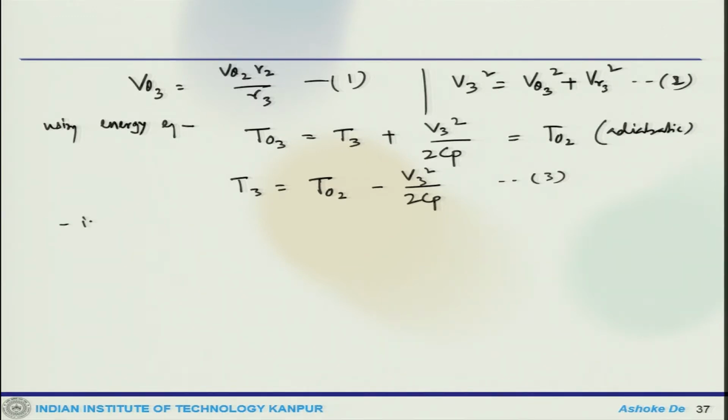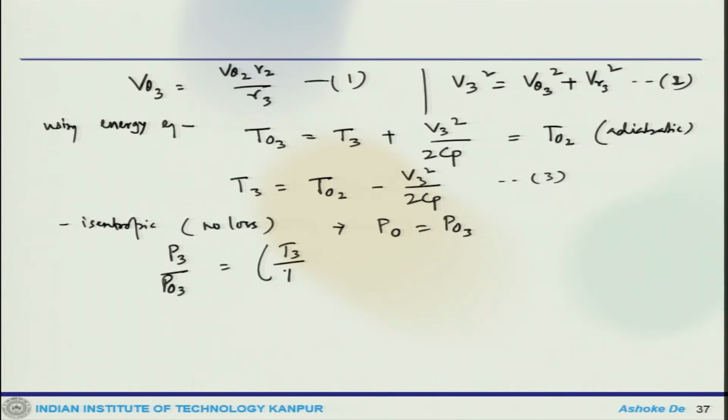Now, we have said this process is isentropic, which means no loss. So, we will get P naught equal to P naught 3. So, one can write P 3 by P naught 3 is T 3 divided by T naught 3 raised to gamma by gamma minus 1, which is, let us say, equation 4. And we have one more equation which is coming from density, which is P 3 by R T 3.